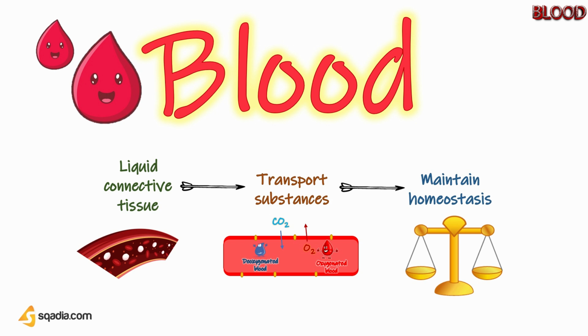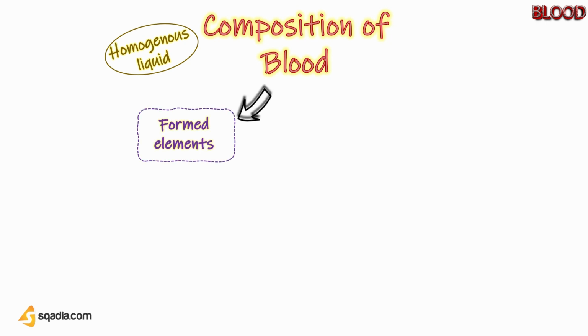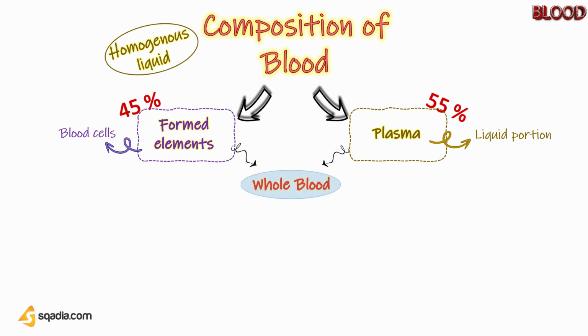Let's look at the composition of blood. Blood is a heterogeneous liquid. That means it is made up of formed elements, which are actually blood cells, and form about 45% of blood. Plasma, that is the liquid portion of blood, accounts for about 55% of it. And the combination of plasma and formed elements is called whole blood.